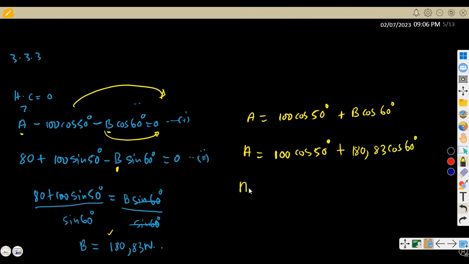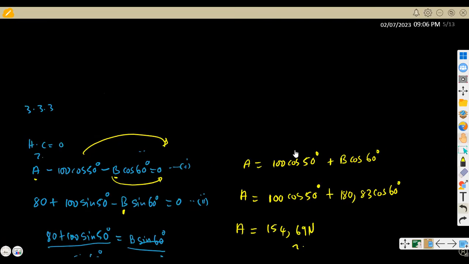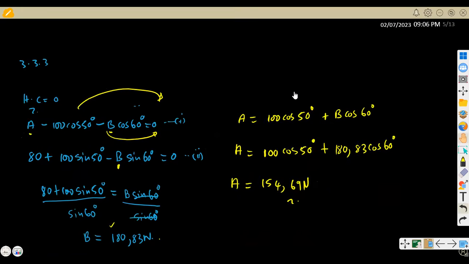Make sure that your calculator is in degrees, guys. Simplify properly here. We are going to have 4.69 Newton, something like that, if you round off to 2 decimal places. So that was question 3.33, where we were asked to calculate the values of A and B from the information that we had.